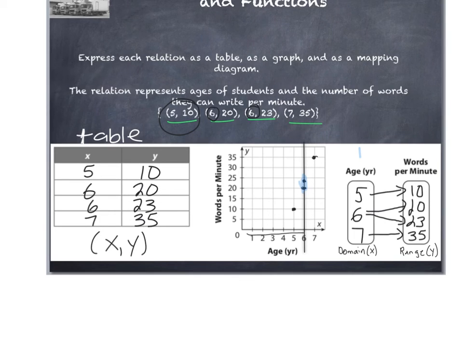So these are the three ways to represent functions and relations. This is not a function, but these are the three ways of representing a relation. You could use a table, you could use a graph, and you could use mapping.